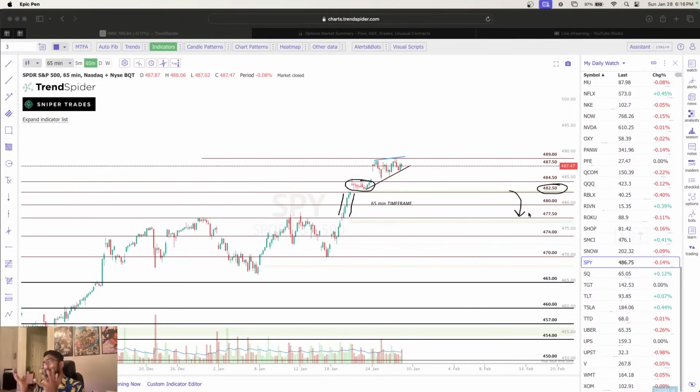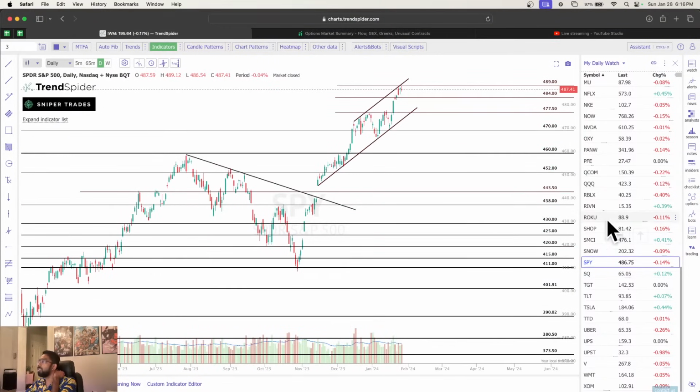But that's what I'm seeing here on SPY on the 65-minute time frame, and how I have my mindset towards playing this market. So that's mostly about SPY.